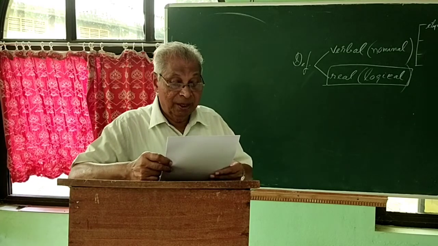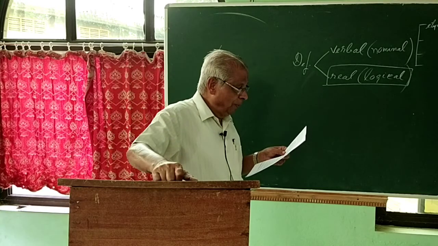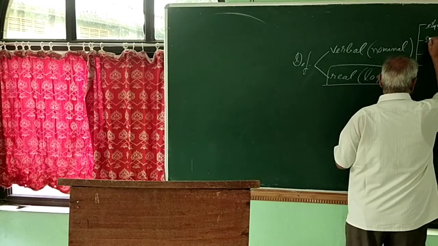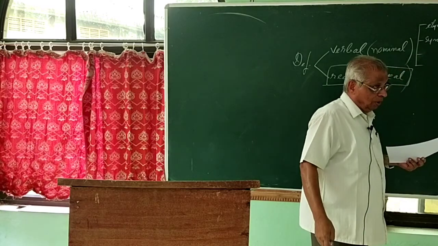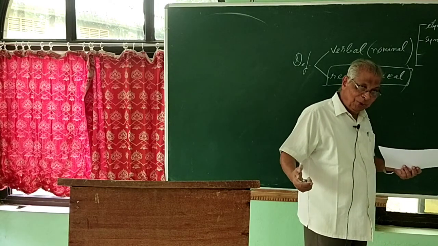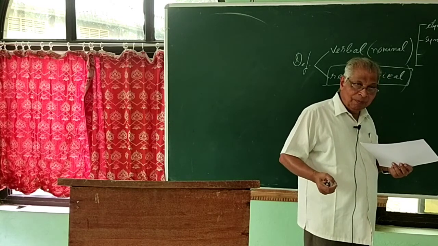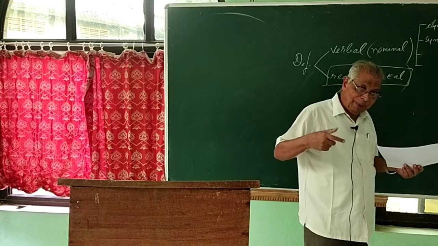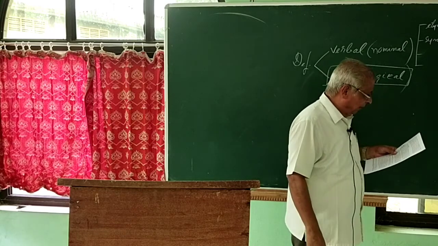Another one is synonymous definition. That means you give the synonym in the same language. So grief means sorrow. You are giving another word in the same language. It is also a sort of clarification, because I do not know the meaning of grief. Therefore, I asked somebody and they told me it means sorrow. Some sort of clarification, but that is also one kind of definition, but not the logical definition.